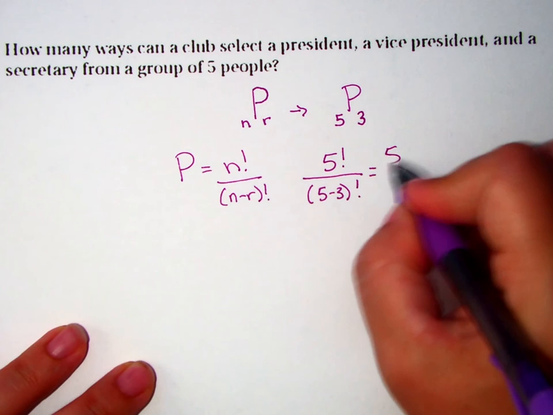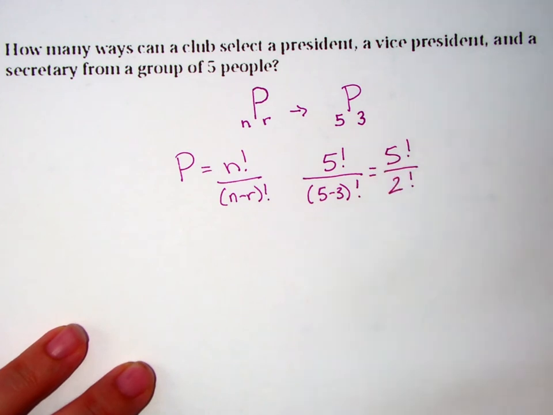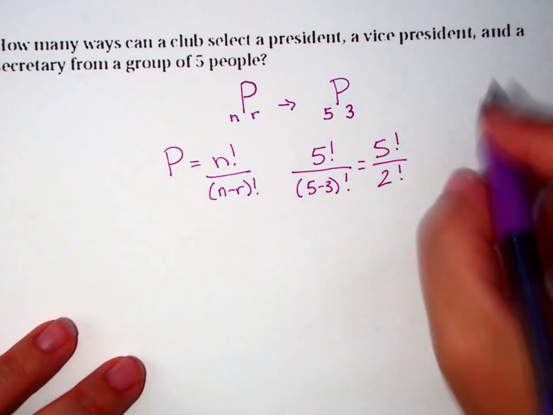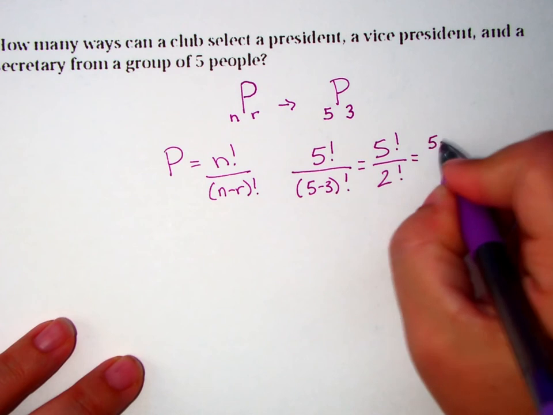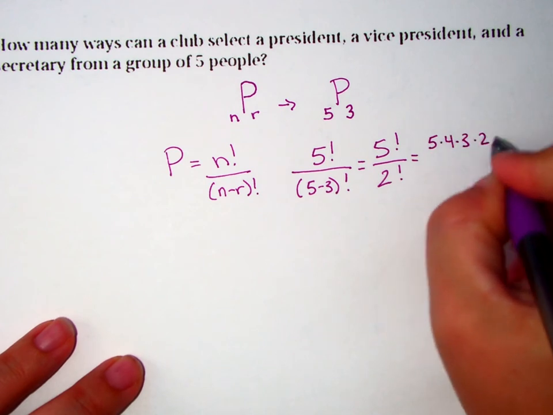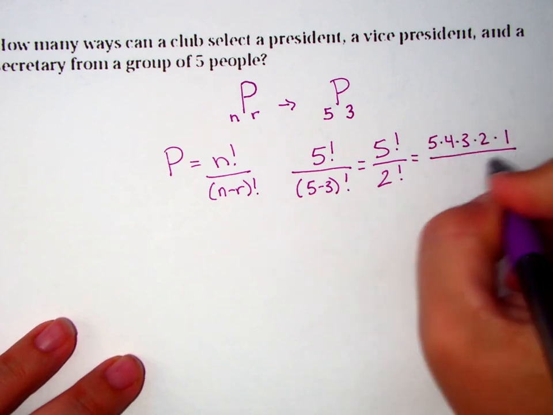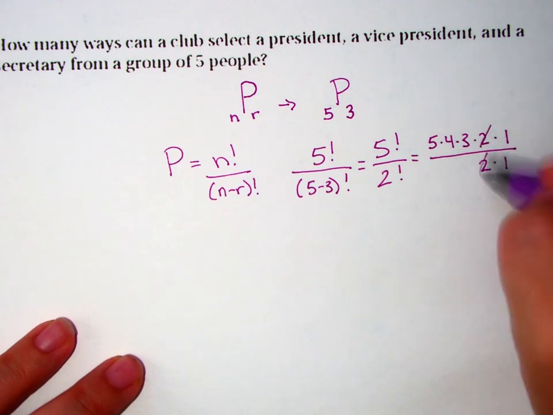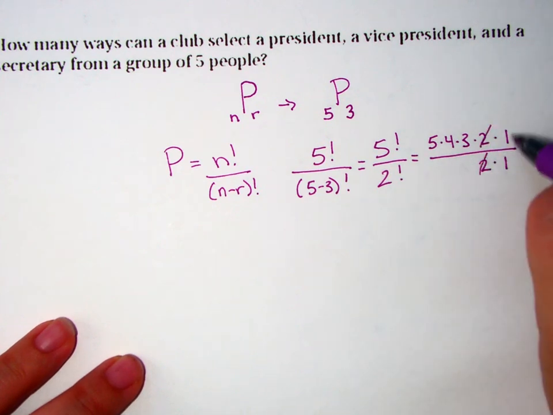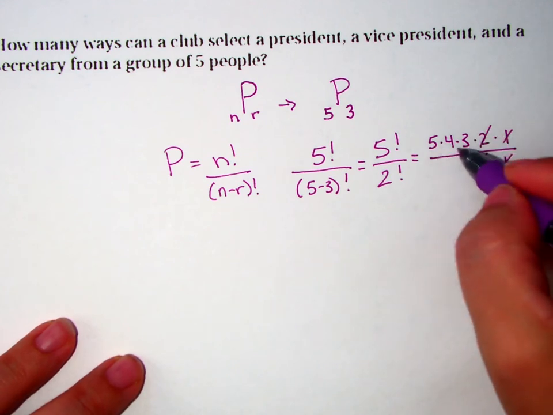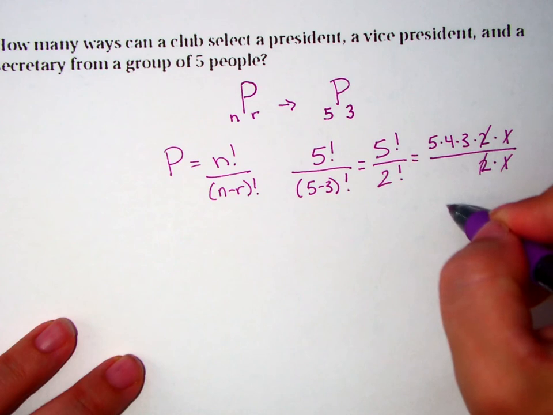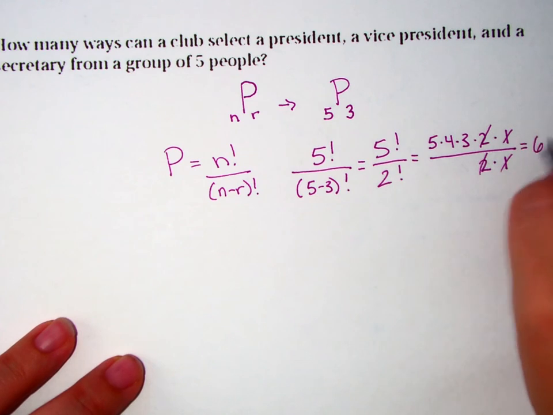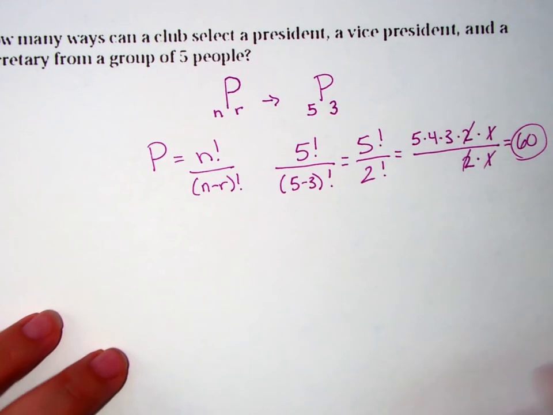And that is 5 factorial over 2 factorial. If I were to write this out, this would be 5 times 4 times 3 times 2 times 1 over 2 times 1. Now 2 divided by 2 is 1, so they cancel each other out. 1 divided by 1 is 1, so those are canceled out. So I'm left with 5 times 4 times 3, and you get 60.